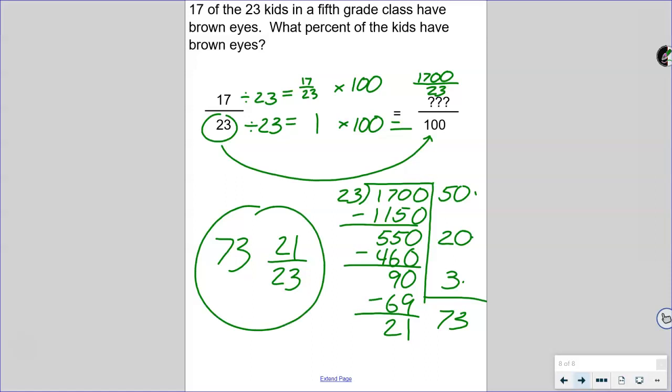As weird as it is, 17 out of 23 kids is the same as 73 and 21 23rds hundredths. Now, what would we do with that? We would probably take the number, round it, and say, oh, about 74%.